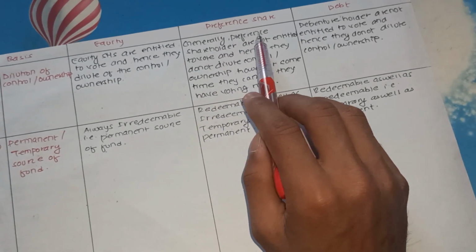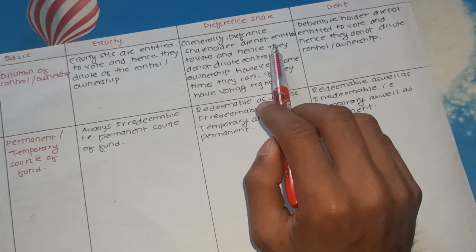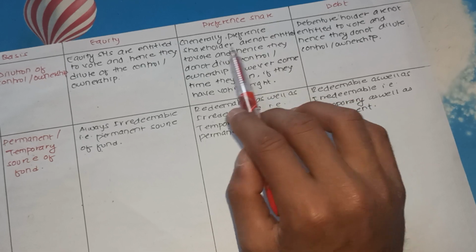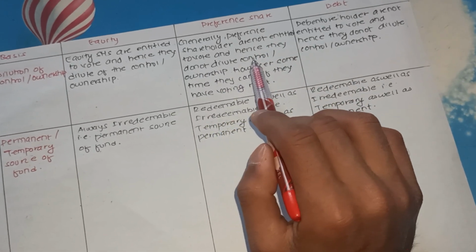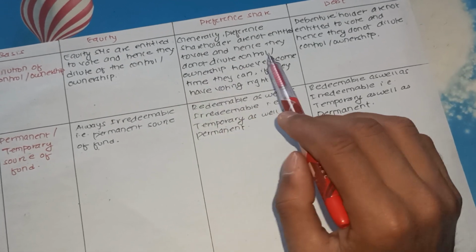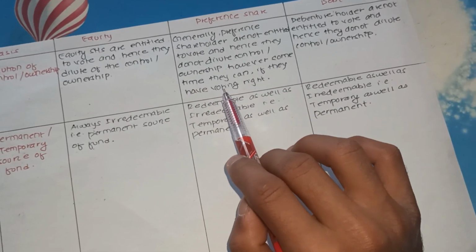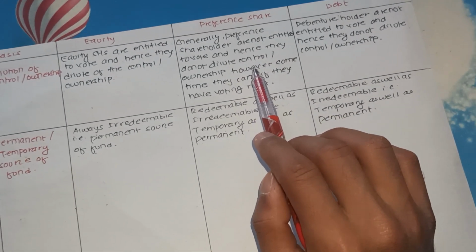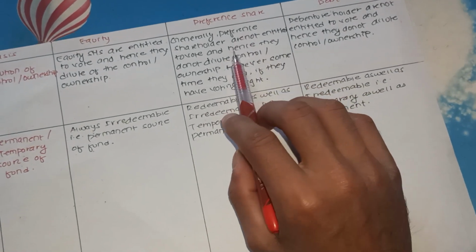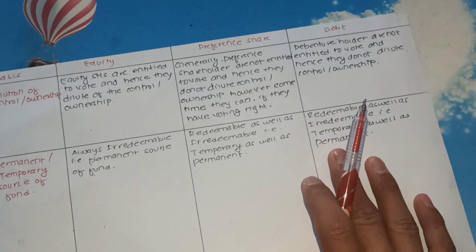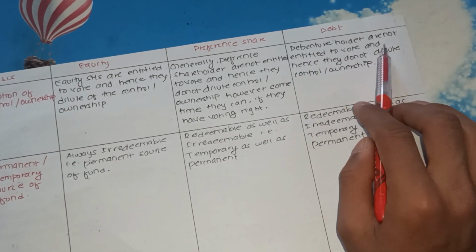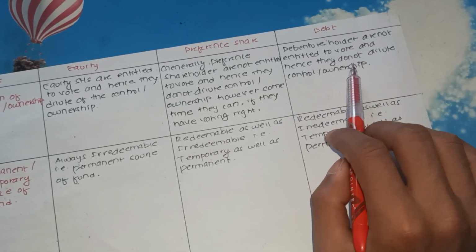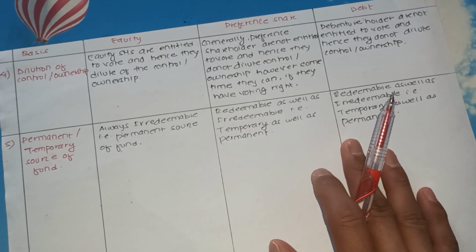Preference stock. Generally, preference shareholders are not entitled to vote and hence they do not dilute control or ownership. However, sometimes they can, if they have voting rights. If they have the voting rights, they can dilute control or ownership. But generally, they are not entitled to vote. Debt. Debenture holders are not entitled to vote and hence they do not dilute control or ownership. I think you have understood now.